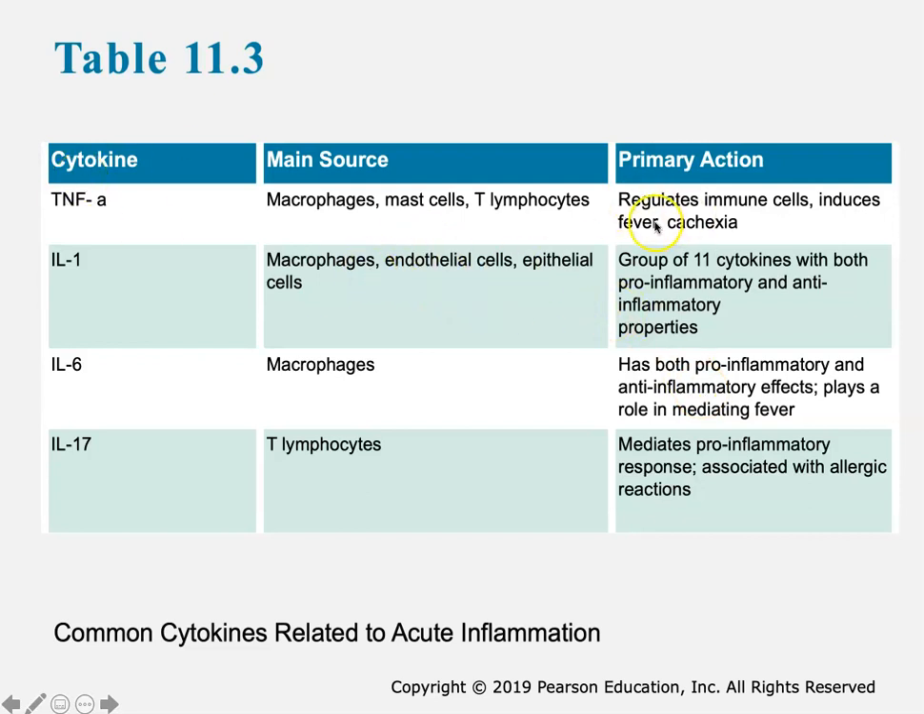TNF alpha is involved in fever. IL-6 also plays a major role in mediating fever. You can see that macrophages release all of these different cytokines. IL-17 is particularly released by T lymphocytes, and it is pro-inflammatory and can be associated with allergic reactions. I think it's important to be familiar with some of these cytokines. Cytokines in general are a major field of study in relation to many different types of diseases, including neurological diseases.